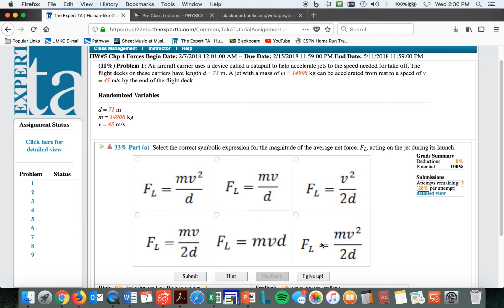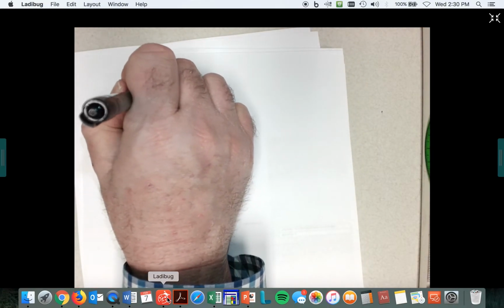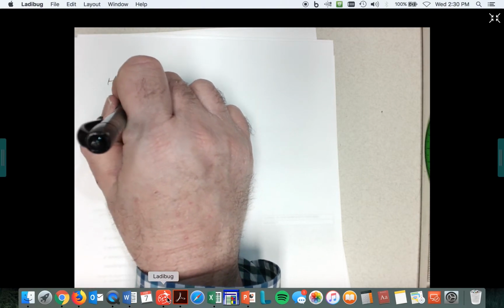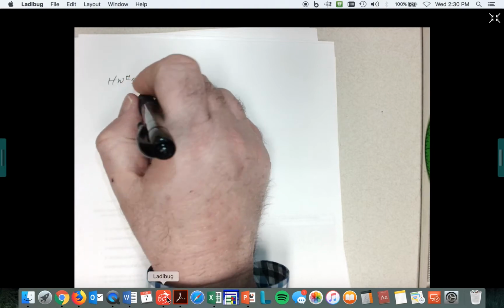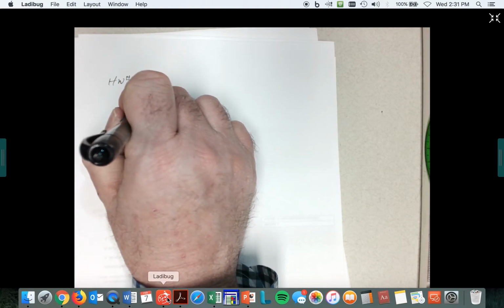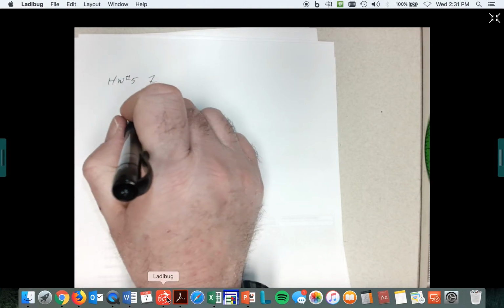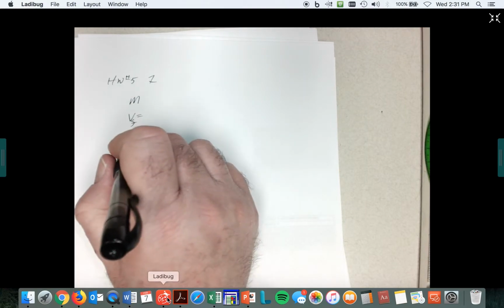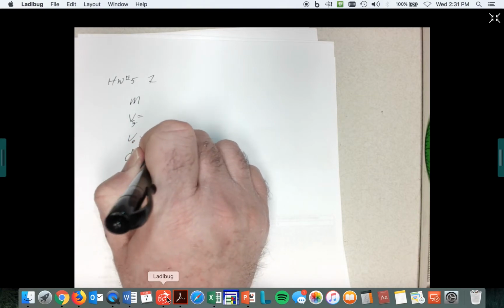Okay. Well, let's just figure it out, because let me show you what we're doing. So here's problem 1. Here's homework number 5. Problem 1. All right. I've got a mass, a huge massive airplane. I've got a final velocity that it's going to be going. These are all givens. I've got an initial velocity, which is 0. And I've got a distance that it traveled, which was 71 meters in this case.